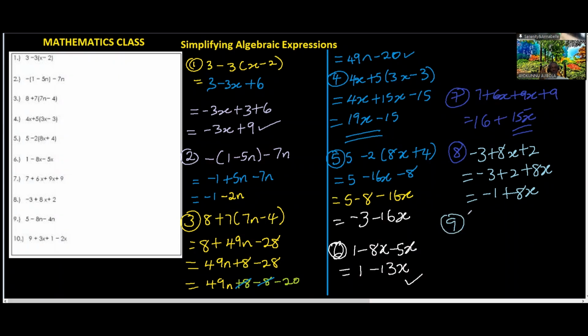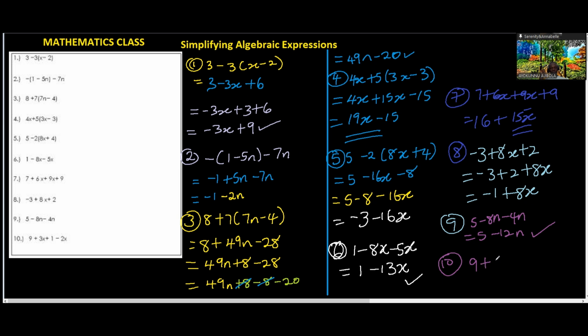Number 9, we have 5 minus 8n minus 4n again. So 5 doesn't have anything to do with n because it doesn't have n. But negative 8n and negative 4n is negative 12n. Is that clear?